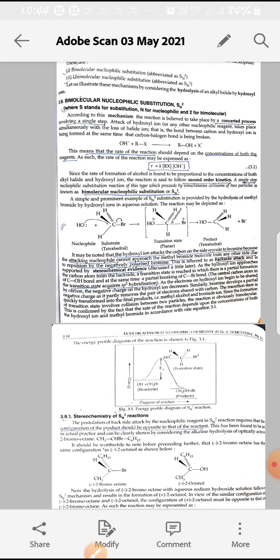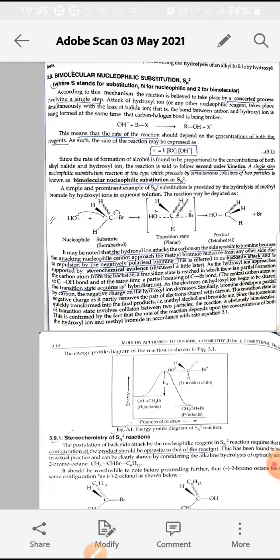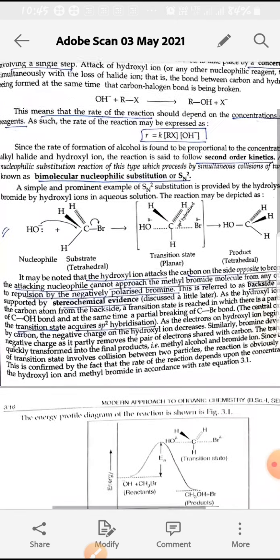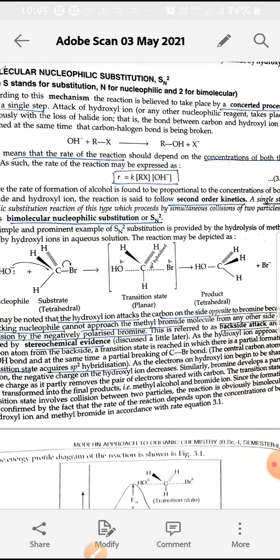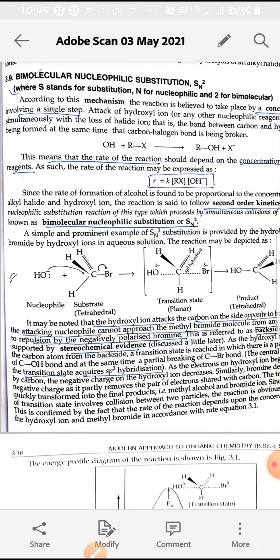Firstly, we will discuss SN2, that is bimolecular nucleophilic substitution reactions. In bimolecular, it is a concerted process that involves only one step, taking place in a single step. In SN2, OH negative will attack on RX alkyl halide, and there will be formation of product ROH plus X negative. X negative will be the leaving group.